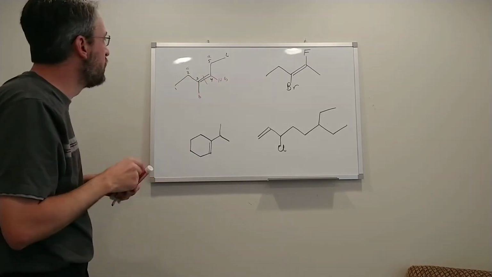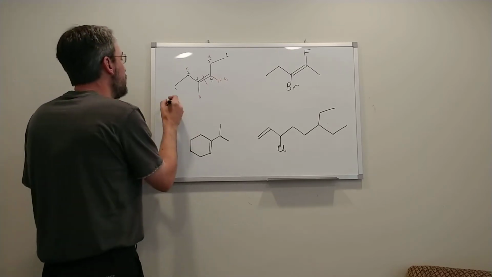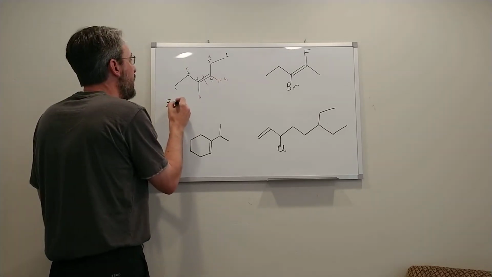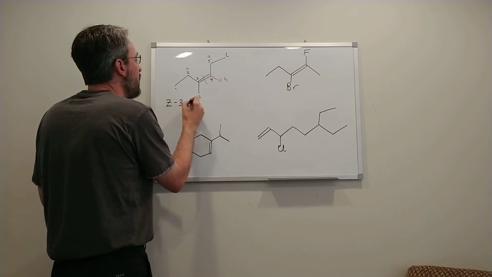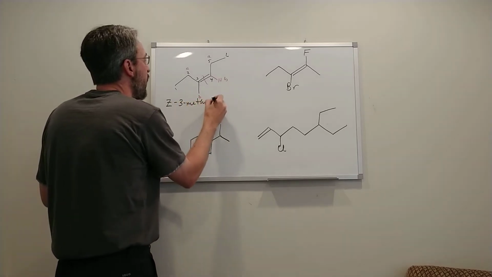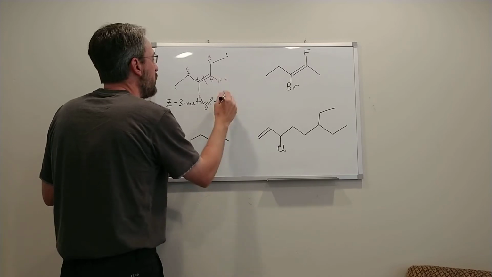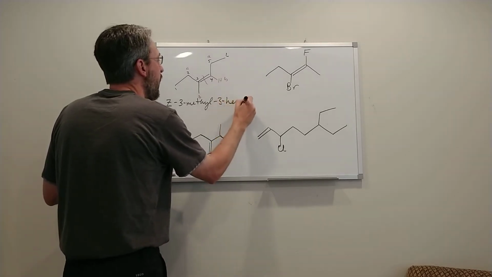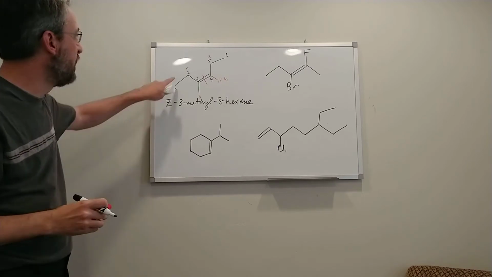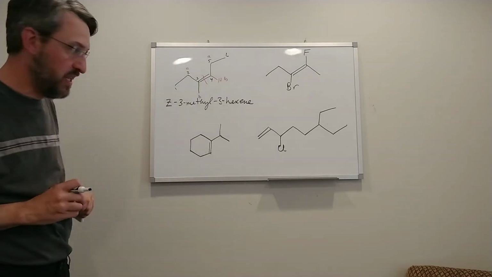So our two A groups are on the same side, so this is going to be Z, 3-methyl, 3-hexene. Okay, again, the two A groups are on the same side, so it's Z.